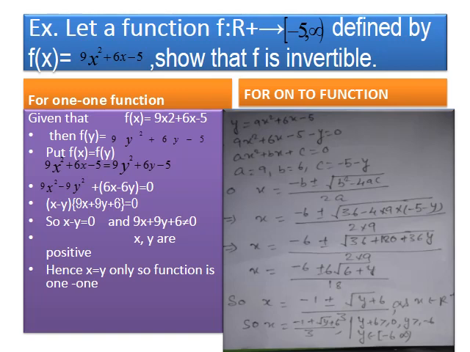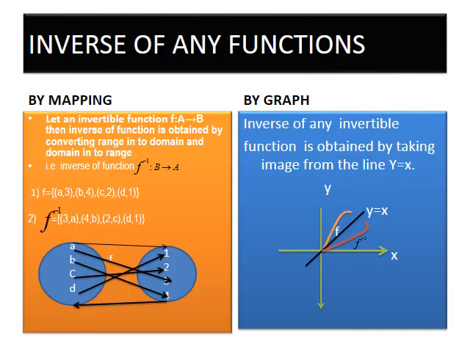Okay everyone, so you have to just write down onto your copy. Now next, inverse of any function. Okay, after checking whether a function is invertible or not, we have to talk about how to find the inverse of any given function. So here there are three methods to find what will be the inverse of the function. How to find the inverse? By using these three methods. Just see the first method, by mapping. Okay, let an invertible function f be defined from A to B. It is an invertible function, it means the inverse of this function can exist.